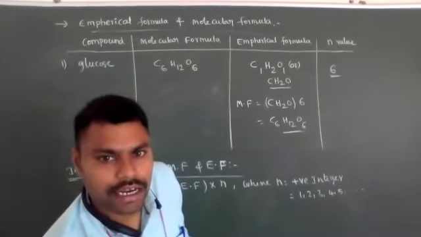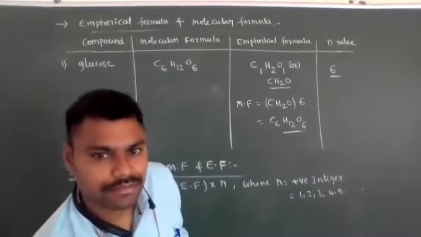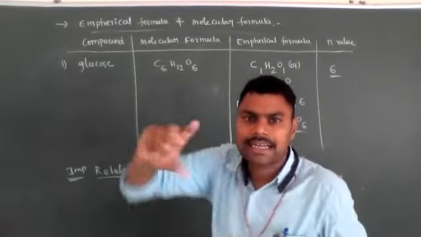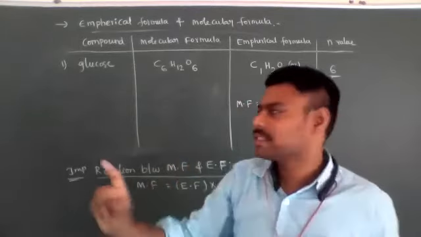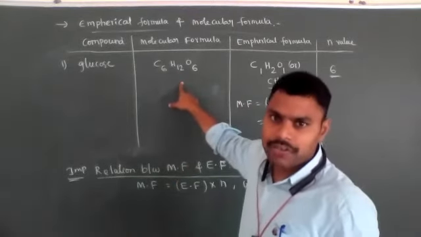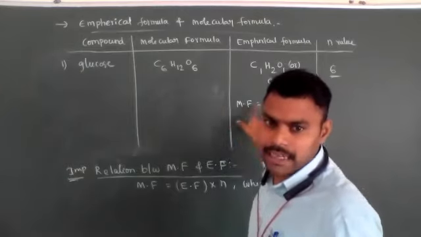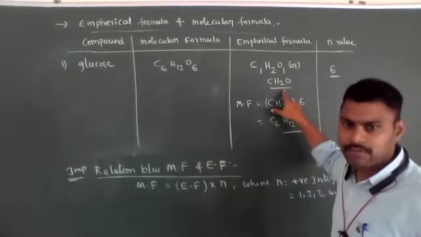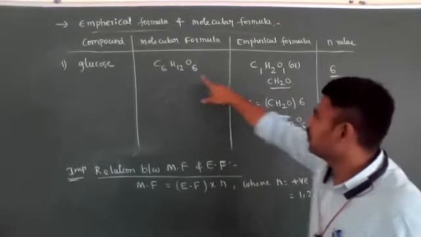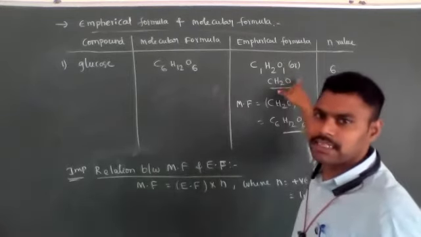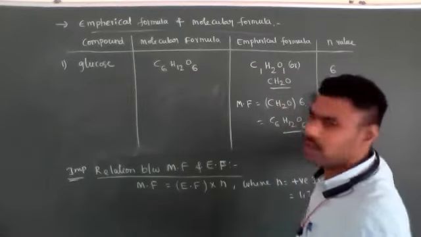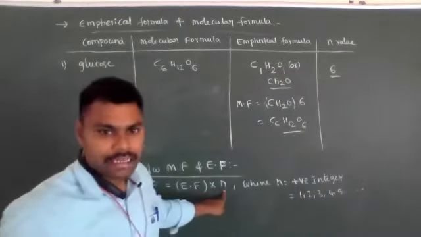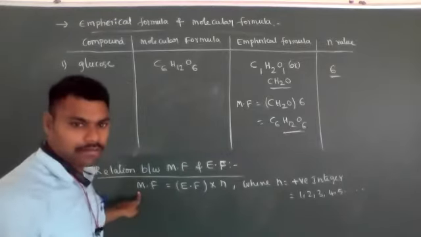First we know the molecular formula, and in that the simplest ratio of atoms of a molecule is known as the empirical formula. Then for glucose, the empirical formula is CH2O. n is equal to 6. Empirical formula into n gives the molecular formula.